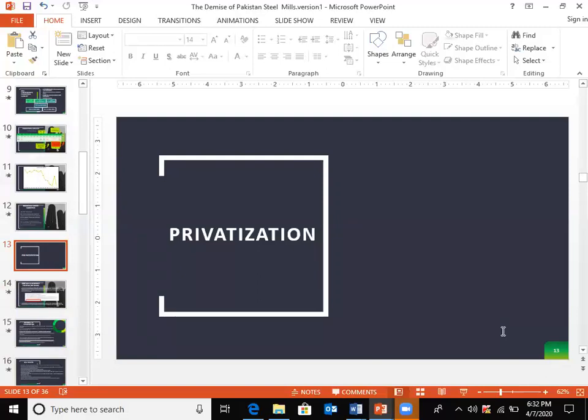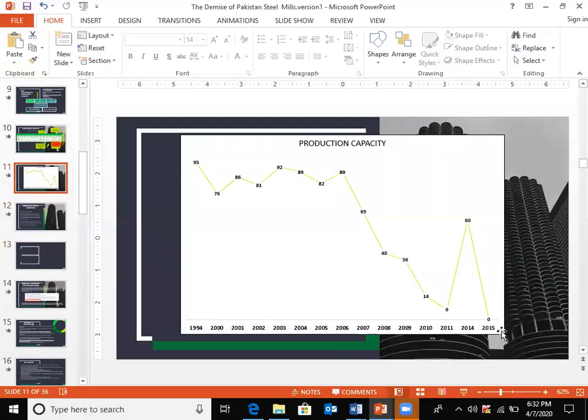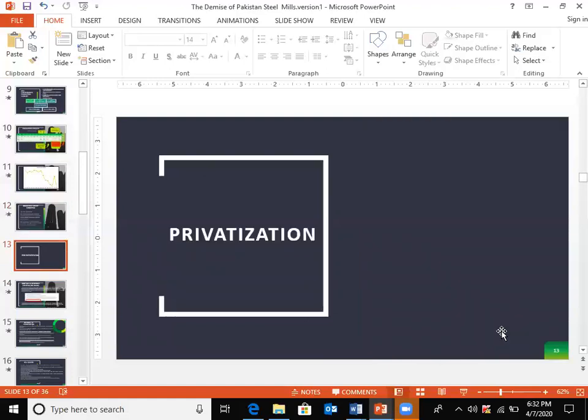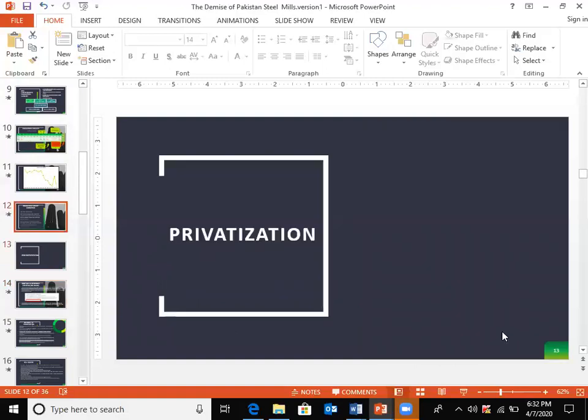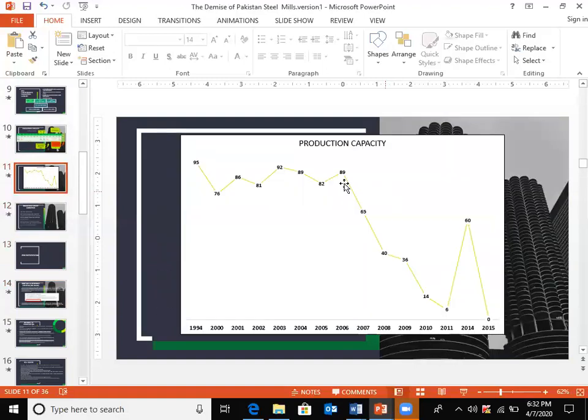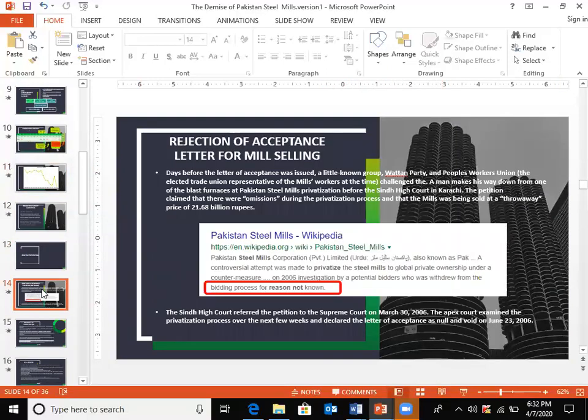Something to remember is that this is a government-owned entity, and so when things went really downwards, on this trend from 2006 onwards, there were many times that the idea of privatization came up. And 2006 was when this downward trajectory started, and that's actually the time when there was a big movement to sell Pakistan Steel Mills.